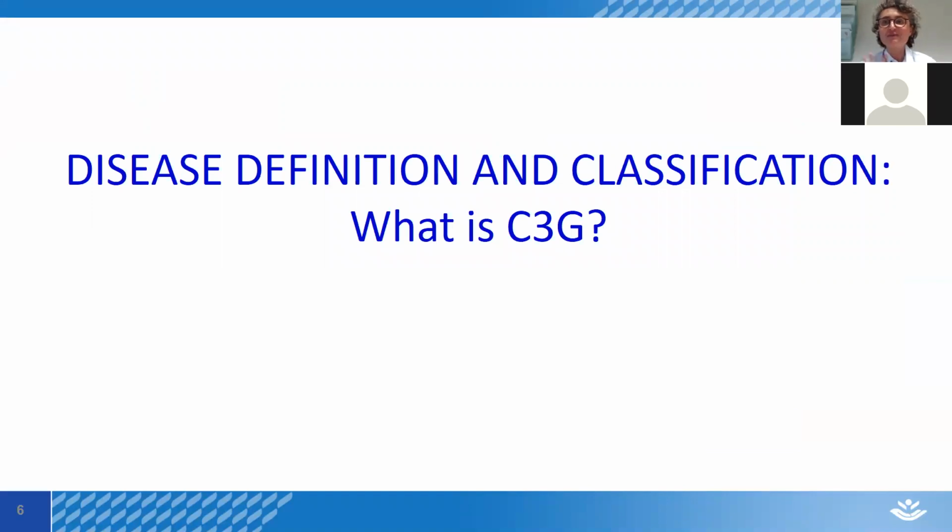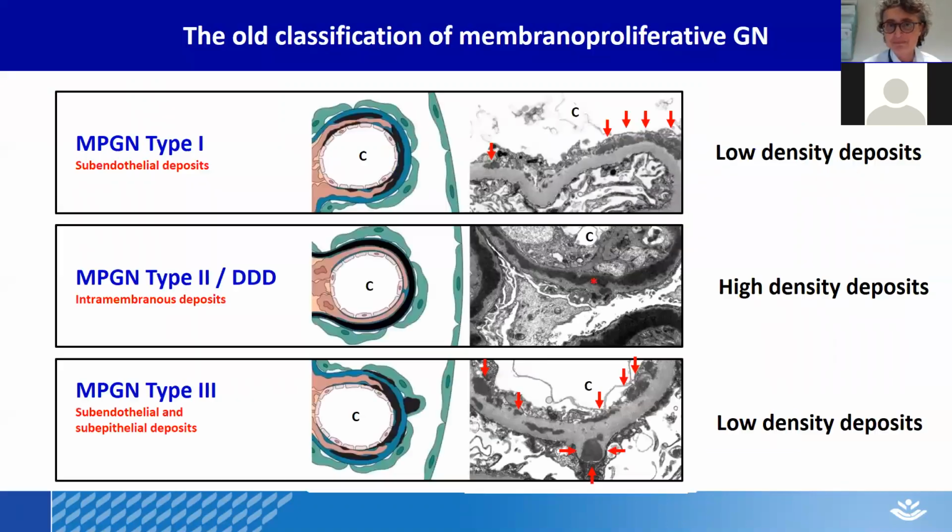I then wanted to move on to what we knew and what we now know about C3G. We're going to look at a lot of figures, and I hope they're going to be easier to understand now that I've shown you what happens within a glomerulus when it gets sick. The disease classification and definitions of this entity that we're going to call C3G from now on have been changing a lot over history. Historically, there was an old classification of glomerular inflammatory disease called MPGN, or membranoproliferative GN.